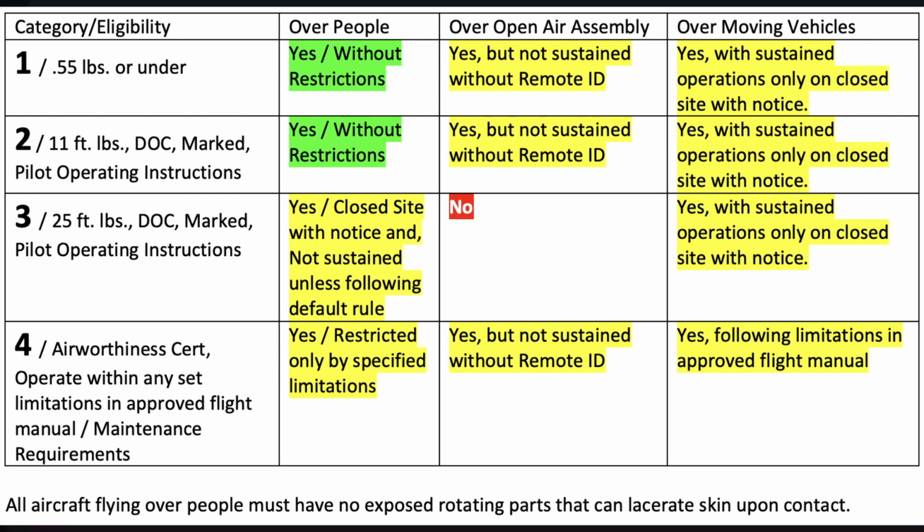And that's category 1. Also in category 1, if you look to the bottom of the screen here, it says all aircraft flying over people must have no exposed rotating parts that can lacerate skin upon contact. So that includes your category 1 aircraft at 0.55 pounds or below, which means those guards that you have on the aircraft to keep the rotors from being exposed also have to be part of that total weight of the aircraft upon takeoff that meets this 0.55 or below.